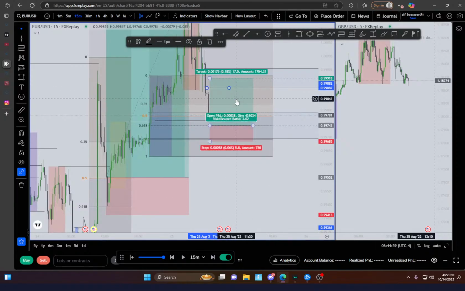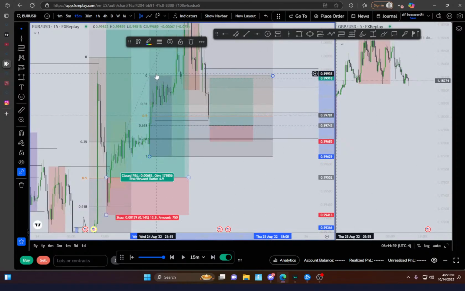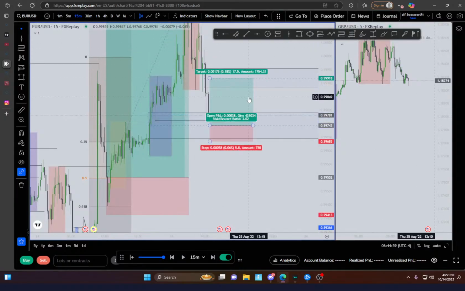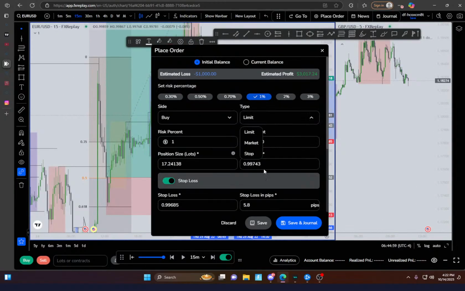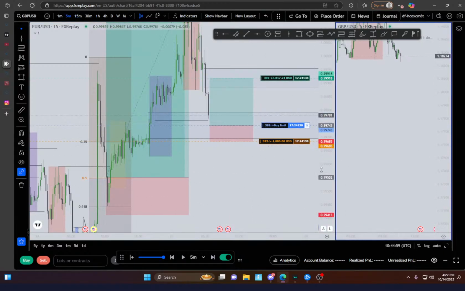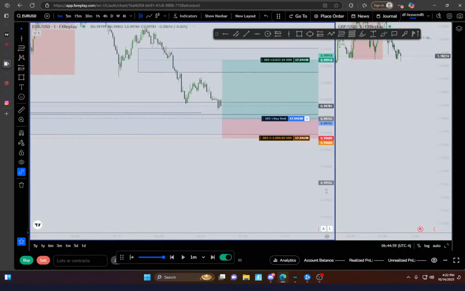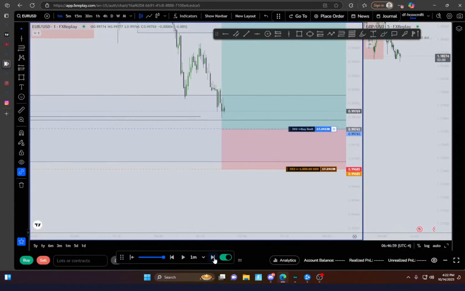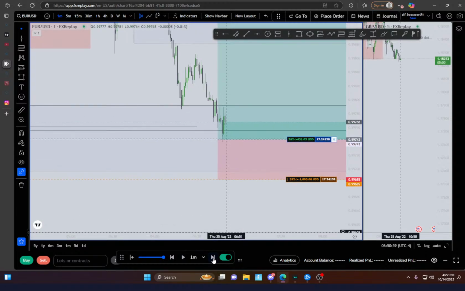I always said this is a nice entry. So we can place our limit. What did I just do? Okay, place our limit. And I do want to see how this reacts on the 1 minute. Boom. Nice tap.